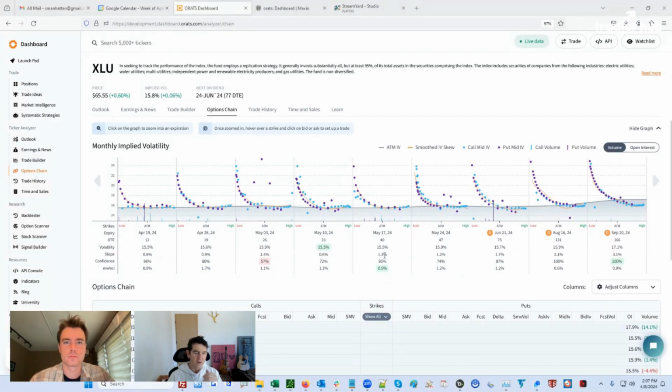Usually slope for XLU and the bigger ETFs is in the 3s and 4s, and right now it's 1. So that means that the line is flat. The steeper the line, the higher the slope. Usually it's steeper. You can see how this one over here is steeper, and that's a 3 for September. Then this one in April, that's a 0.9, so less than 1 versus 3.